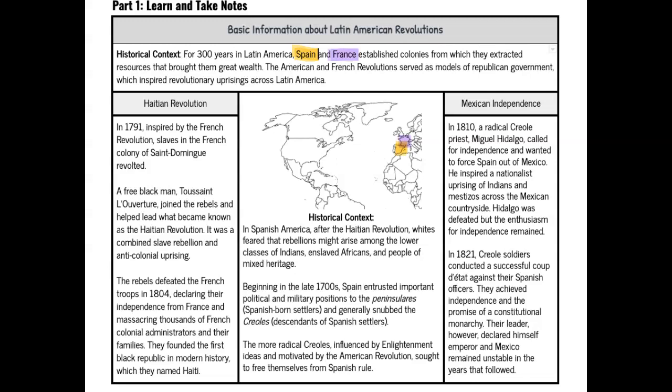So even here I see the American and French Revolution, so I'm going to highlight French Revolution because it's related to France, serve as models of republican government. This really inspired other uprisings to happen across the world.